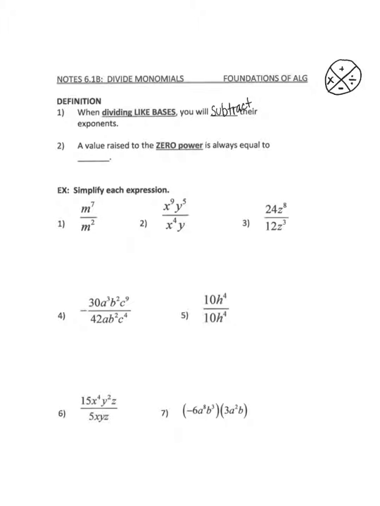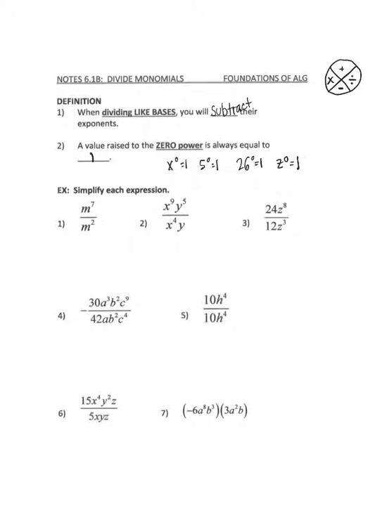The second thing I want you to remember is that a value raised to the 0 power is always going to be equal to 1. So no matter if I have x to the 0, if I have 5 to the 0, if I have 26 to the 0, if I have z to the 0, all of these are going to equal 1. Anything to the 0 power is 1.